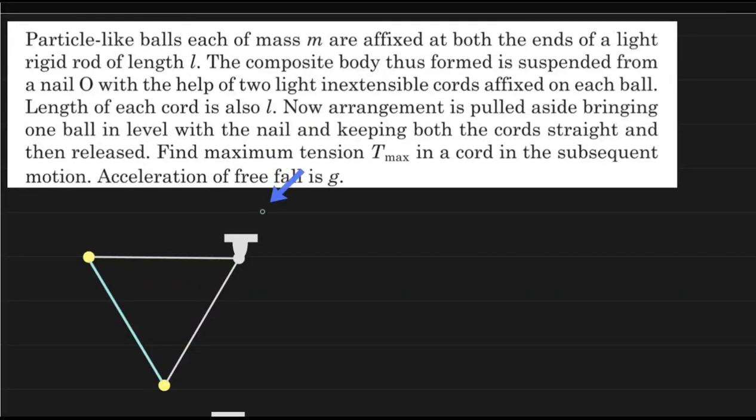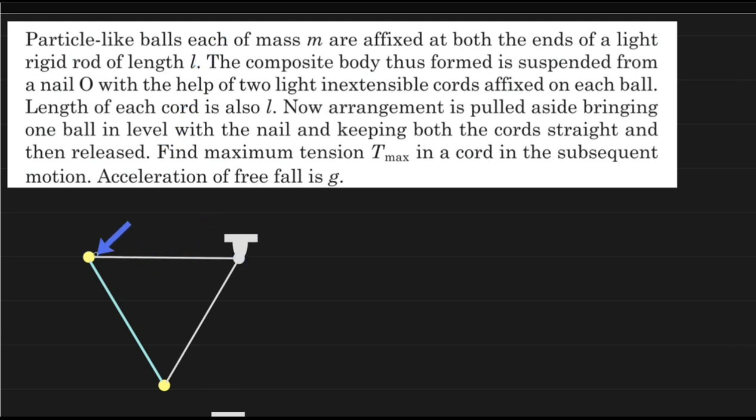Hello students, in this question it is given that there are two identical particles of mass small m that are fixed at the ends of this light rigid rod. So, this rod is massless and there are two strings suspended from this point here, and the length of these two strings is the same as that of this rod, that is equal to L.